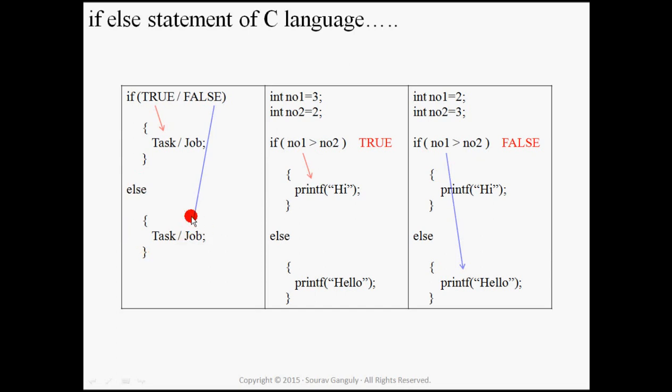That means if this condition is true, the if section will execute, and if this condition is false, the else section will execute. Now take an example: the first number is 3 and the second number is 2. Then this condition is true, that means 3 greater than 2, so the whole condition is true. So we will get the output high. In the next case, the first number is 2 and the second number is 3. So 2 greater than 3, this condition is false, so the else section will execute.